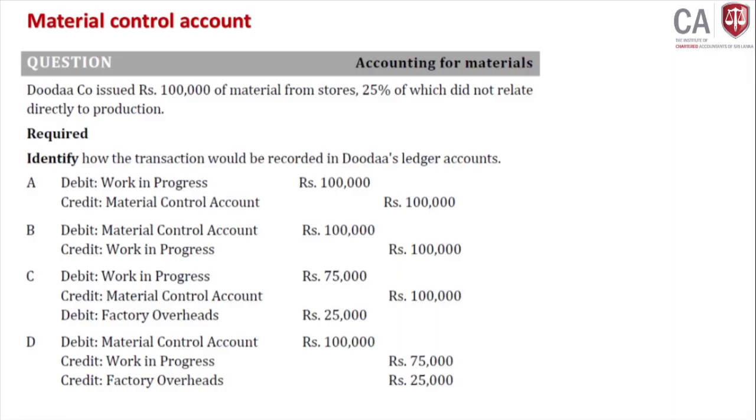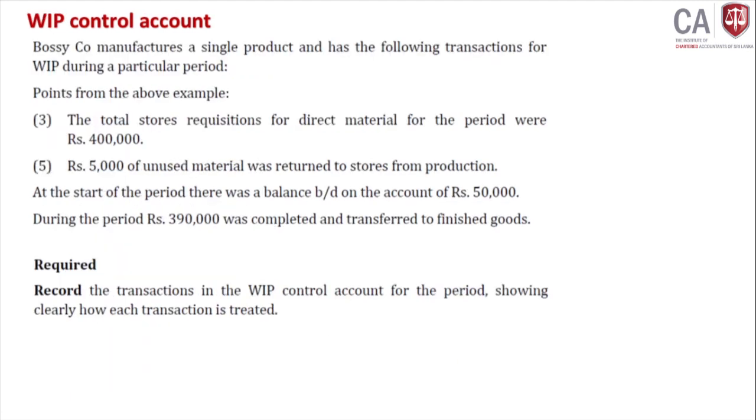This answer is there. First one wrong. You don't have factory consumable, overhead account is not there. Second one also no overhead. Third one, debit work in progress correct. Credit inventory control account 100,000 correct, and debit factory consumable, factory overhead 25,000 correct. So the correct answer is what? Answer C. Correct answer is C.